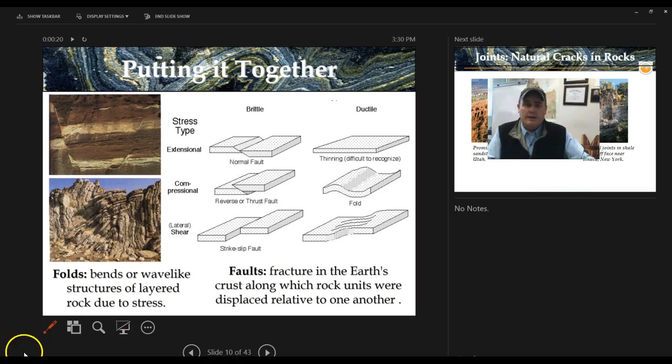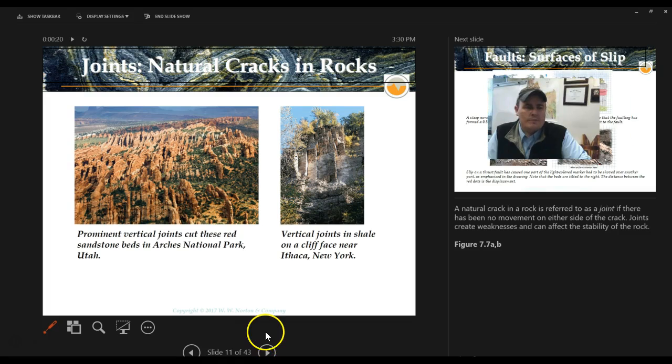If it's brittle, we tend to form faults. When it's ductile deformation, we tend to form folds. So we've already talked about the joints a little bit, but these are cracks in rocks. We're going to talk about the brittle deformation first, and we'll come back to ductile deformation and the landforms that they form. In brittle deformation, often we'll get what we call joints.